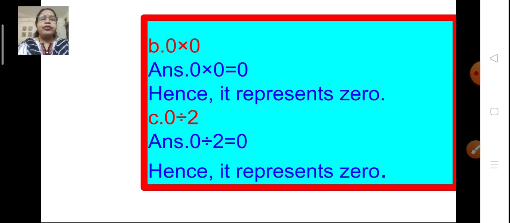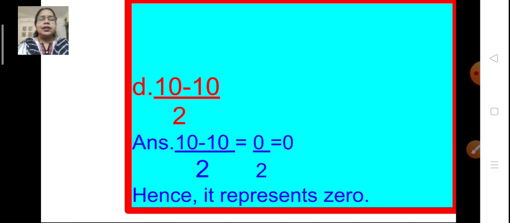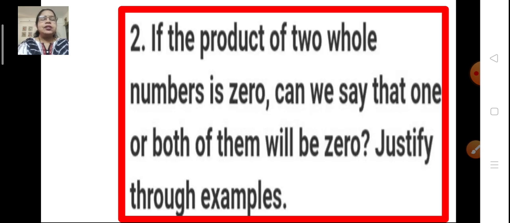We have to find out where we can find 0. Now, 0 multiplied by 0, it becomes 0. Yes, it represents 0. 0 divided by 2, again 0 divided by any number, it becomes 0. Yes, it also represents 0. Now, see D, 10 minus 10 upon 2. 10 minus 10 becomes 0, isn't it? And 0 divided by any number is 0. So, this one also represents 0.